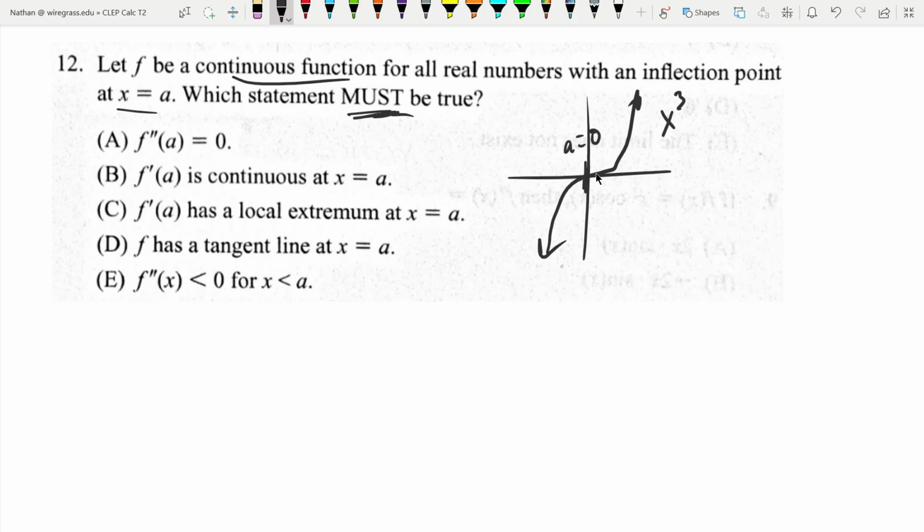And if you took the second derivative of this, we would have 6x as a second derivative. And you can see that f double prime does equal 0 at a. In fact, f prime at a is continuous, right? If you do f prime, you're going to get 3x squared. So 3x squared looks something like this. That is also continuous at x equal to a. So both of these are actually true.